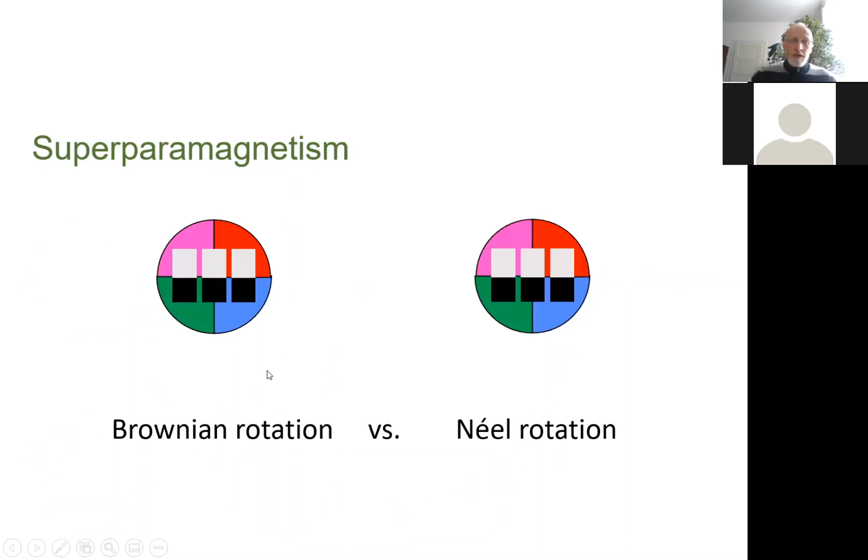So we should distinguish two processes. Either the whole particle rotates, we call this Brownian rotation, in the external magnetic field, or only the dipole inside the particle may be reoriented. And we call this process Néel's rotation. And both these effects put together we can observe as superparamagnetic properties.